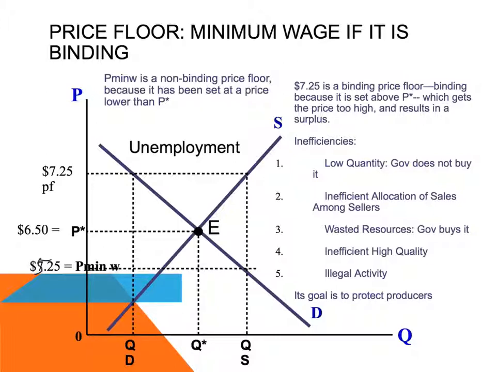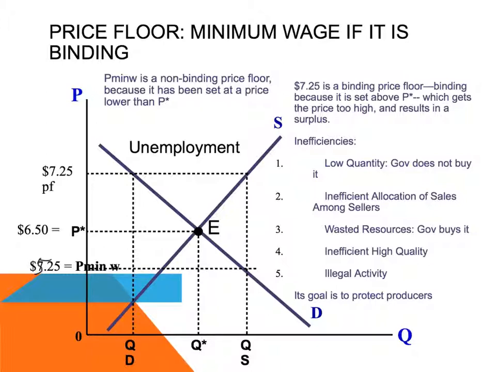Let's talk about some inefficiencies that arise from a price floor. We have a low quantity being what makes the surplus happen, because just a few people are going to demand a product, and more people are going to be willing to supply it. And so there's going to be a surplus, and that by itself is a waste of resources because no one's going to get it. Because there's a price floor, the prices cannot lower to get rid of the surplus.